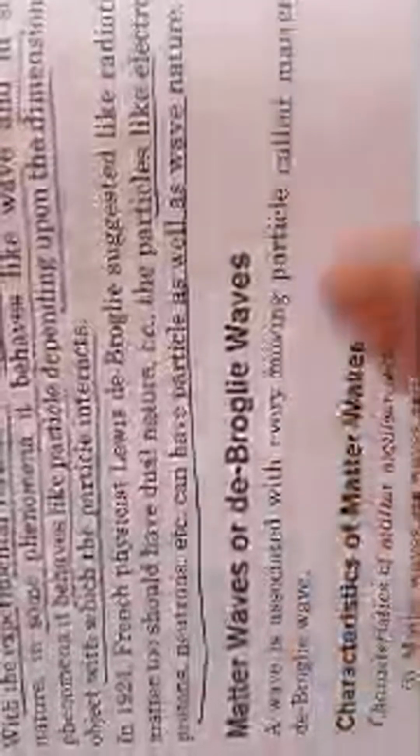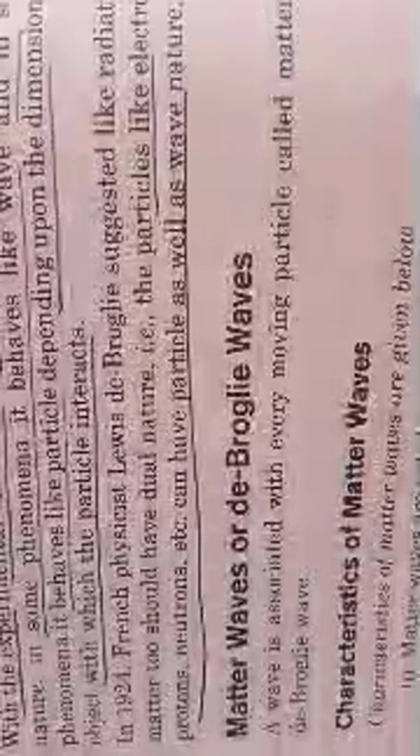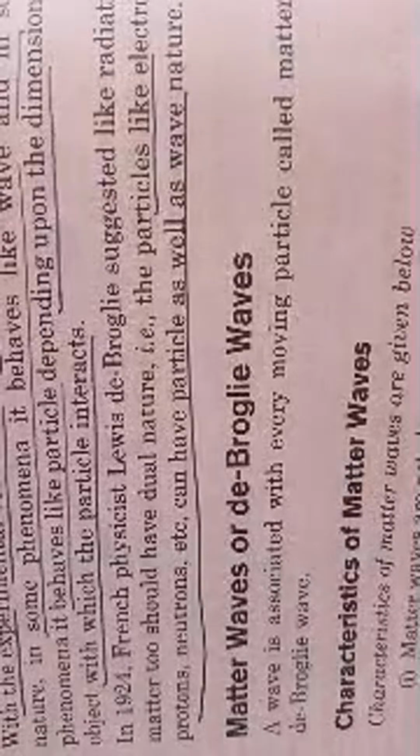A wave is associated with every moving particle, called matter or de Broglie wave. जो वेव एसोशिएट करेगा हर मूविंग पार्टिकल के साथ, उसे ही हम मैटर और डी ब्रोगली वेव कहेंगे. अब की कुछ कैरेक्टरिस्टिक्स हैं वो देख लेते हैं.